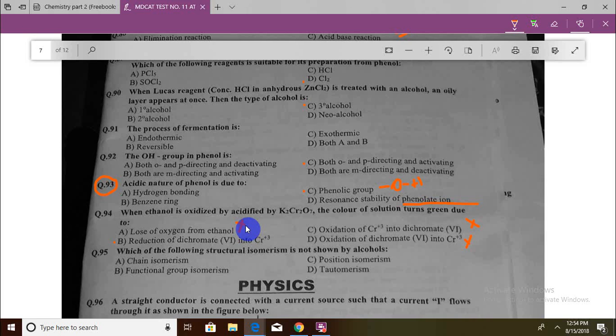So which of the following structural isomers is not shown by alcohols?